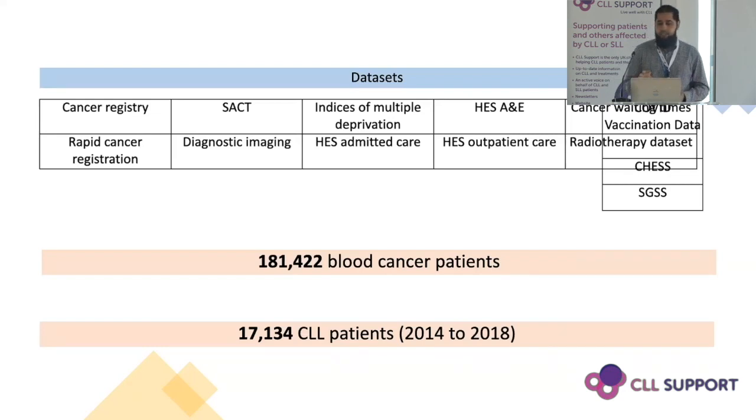And with this data set, we currently have data on about 180,000 blood cancer patients, so a huge cohort. And of these, 17,000 have CLL. And this number will increase as we're currently applying for an updated version of this data set. So we should have a more updated data set until 2023.